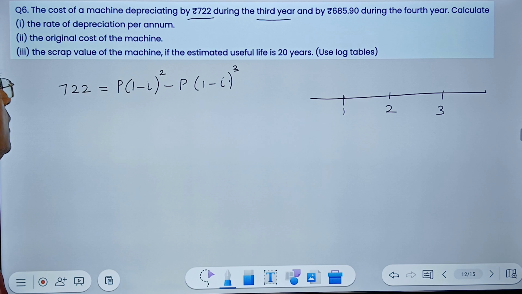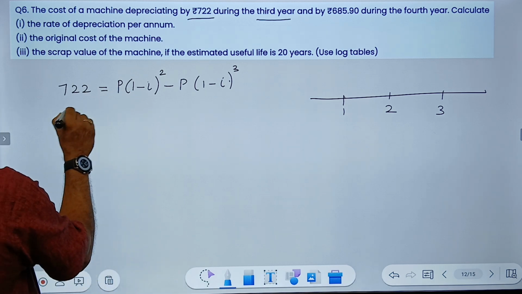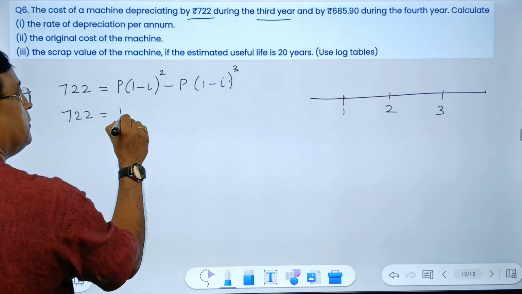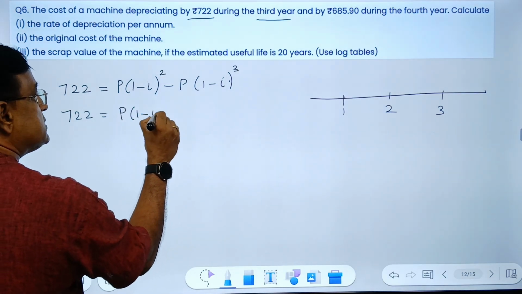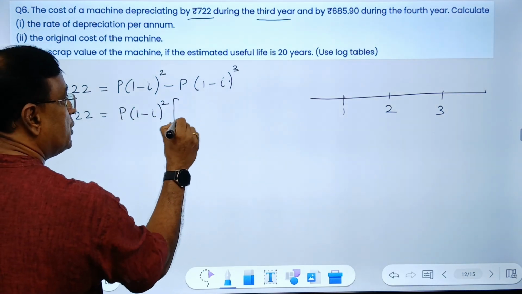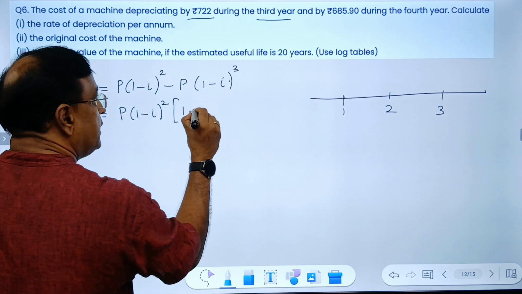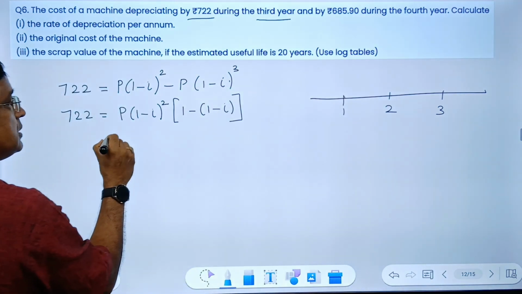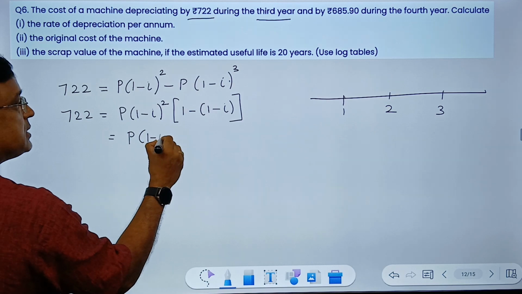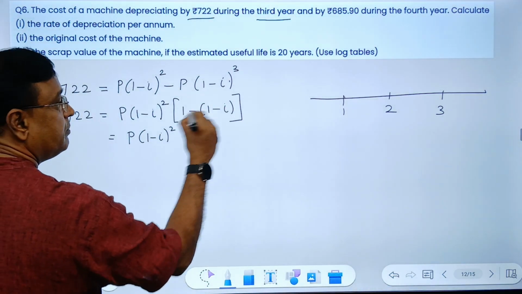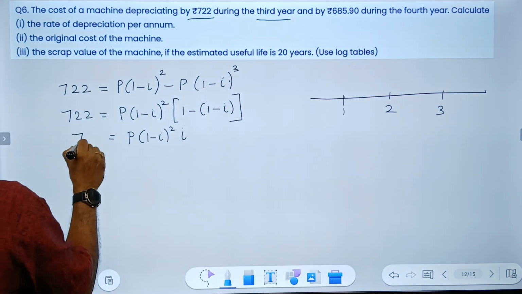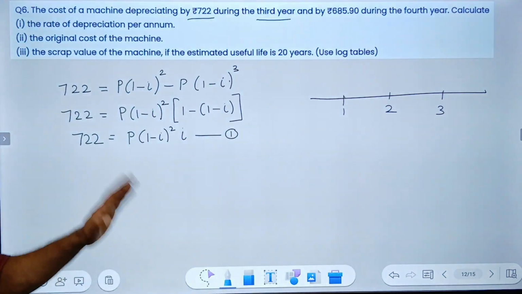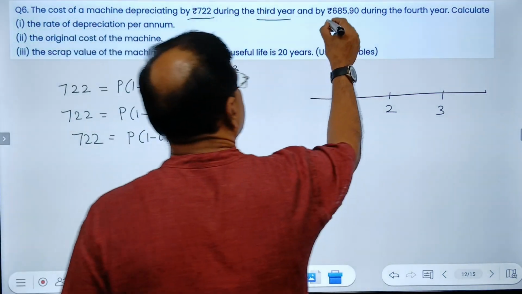Okay. Now, before I go to the next data, let me simplify this slightly. What is common? P is common. 1 minus I whole square is common. So what are you left with? 1 minus I. So what is this? P into 1 minus I the whole square. If you simplify this, you get I. 7, 2, 2. Call this as 1. Let it be there.